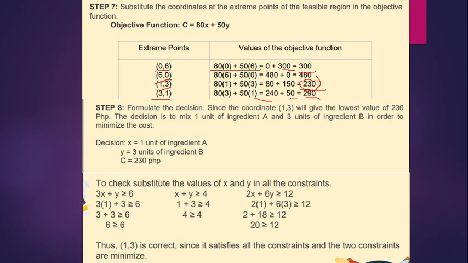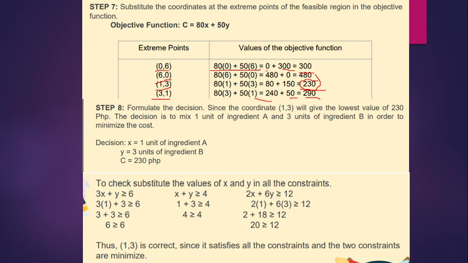So in order to minimize the cost, according to the story, we mix 1 unit of ingredient A and 3 units of ingredient B, so that we save, or minimize the cost. We can't mix 6 units of ingredient B and 0 units of ingredient A, because that would cost 300. If we mix 6 units of ingredient A and 0 of ingredient B, we would spend 480 pesos. So the cheapest is to mix only 1 unit of ingredient A and 3 units of ingredient B, to save on cost, which is 230, the cheapest.